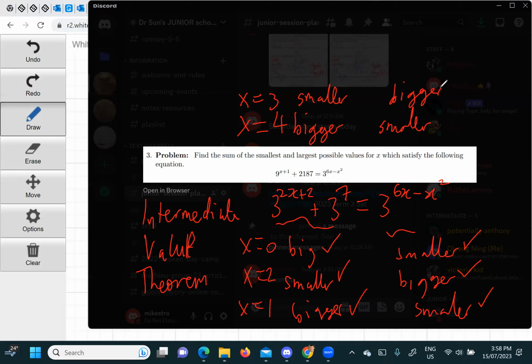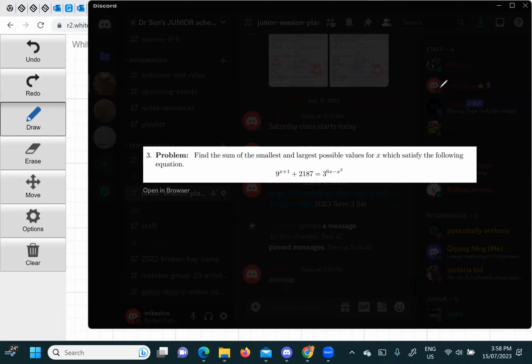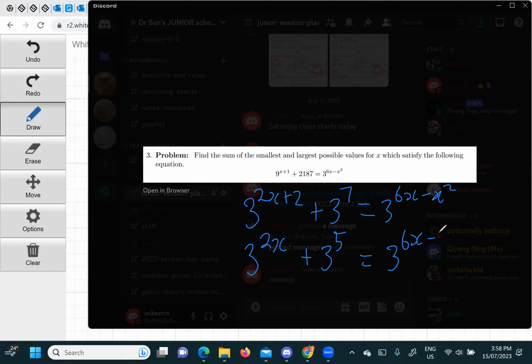But if you know the sum is 5, maybe you would try to make the equation look symmetric with respect to 5. Okay, so here's what you might do. If you got 3 to the 2x plus 2 plus 3 to the 7 equals 3 to the 6x minus x squared, one thing you could do is divide by 9, and you get 3 to the 2x plus 3 to the 5 equals 3 to the 6x minus x squared minus 2.